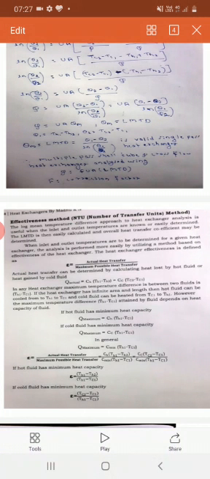So we can define the effectiveness of the heat exchanger as the ratio of actual heat transfer to the maximum possible heat transfer, where actual heat transfer is found from the heat loss by the hot fluid or heat gained by the cold fluid. That is, Q actual is equal to Ch (Th1 - Th2), which is equal to Cc (Tc2 - Tc1).